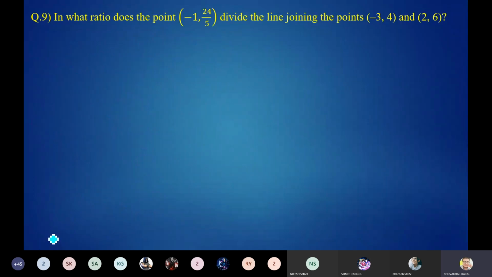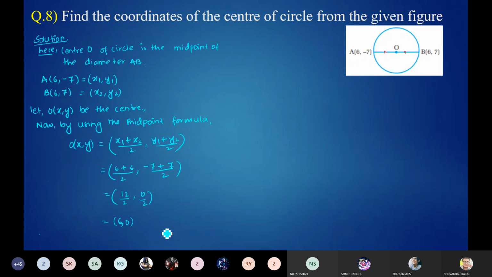Okay, therefore, at last the conclusion: therefore the coordinates of the center of the given circle is (6, 0). Let me know if you have not understood it.